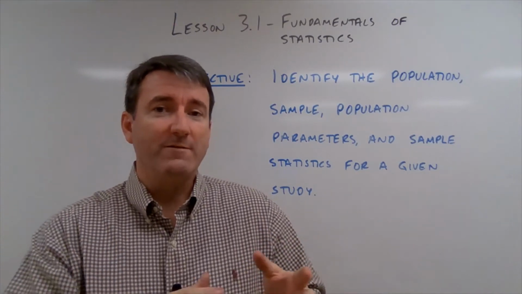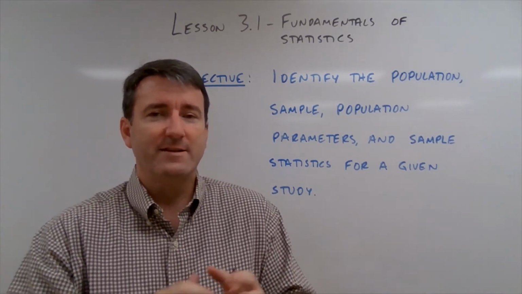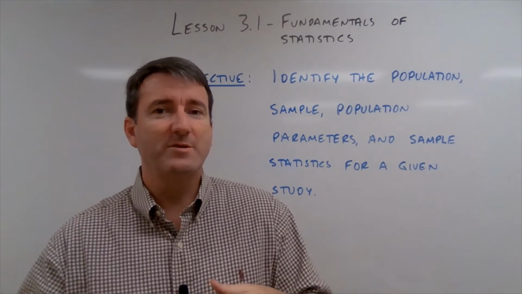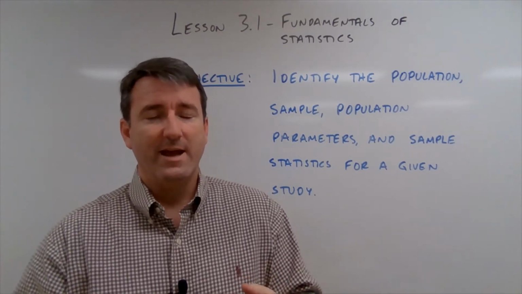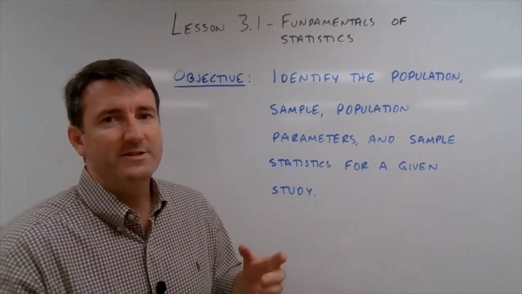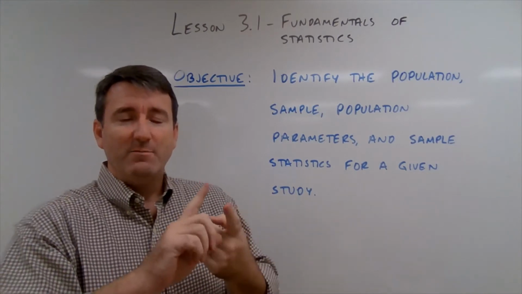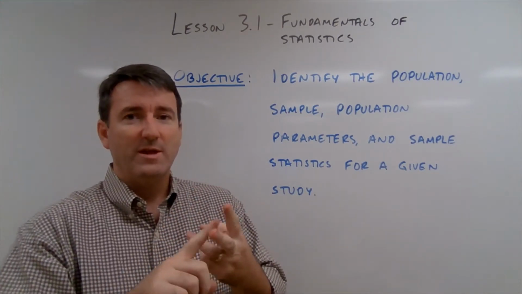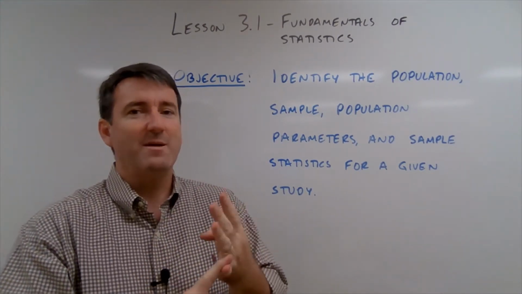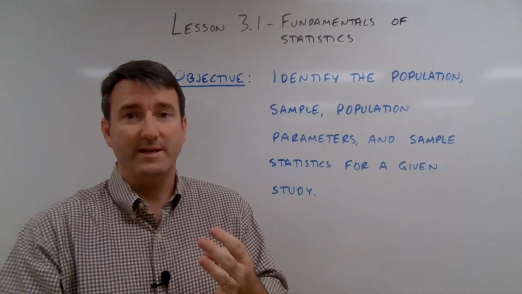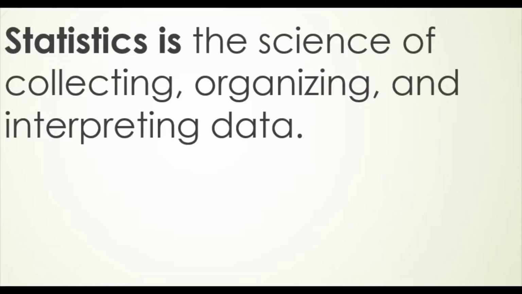Lesson 3.1, Fundamentals of Statistics. This is our first lesson in a chapter on statistical reasoning. And our objective for this lesson is to be able to identify population, sample, population parameters, and sample statistics for a given study. Since this is the first lesson in a new unit, let's start by defining several terms.